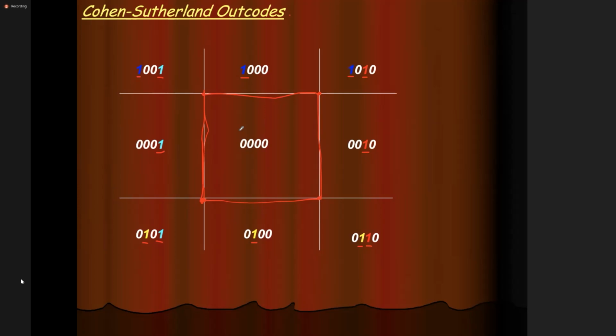Now what we are going to do is, now we consider the 0, 0, 0 area. At the center area. That is the center area. We accept anything if the points are like this. Now our target is to clip the lines.